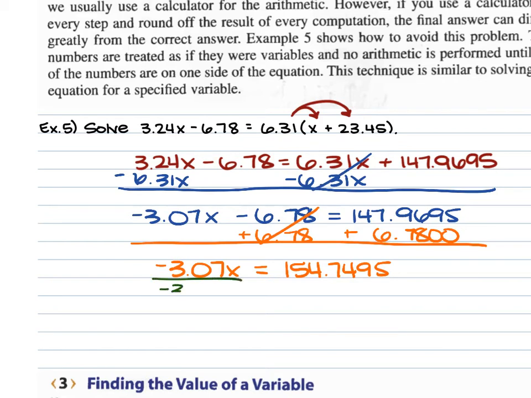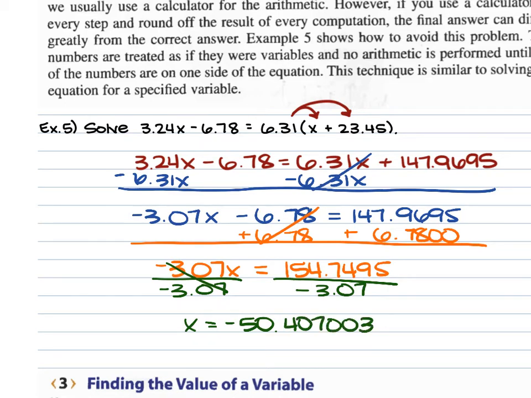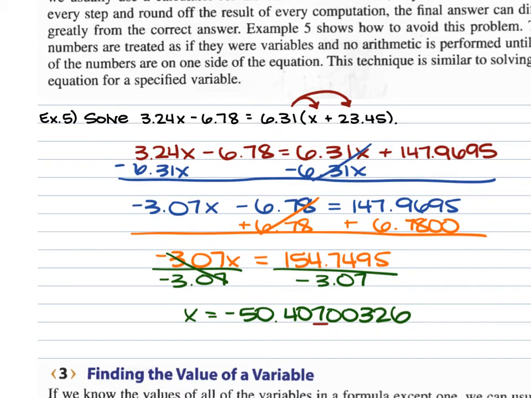I'm going to divide each side by this negative 3.07. So x is equal to negative 50 point, in your calculator, you're going to get 0.407000326. Now with this, I'm going to round to the nearest thousandths. So this is just going to be x is about negative 50.407.